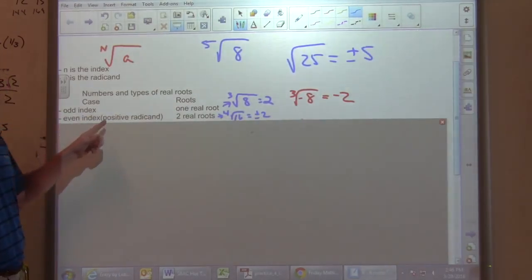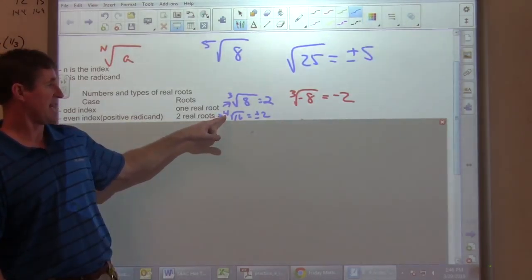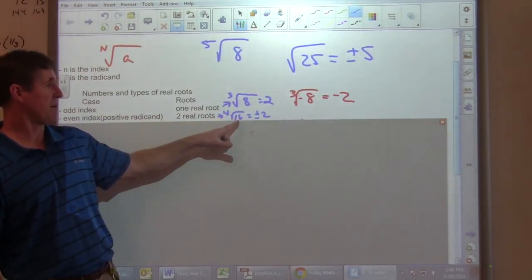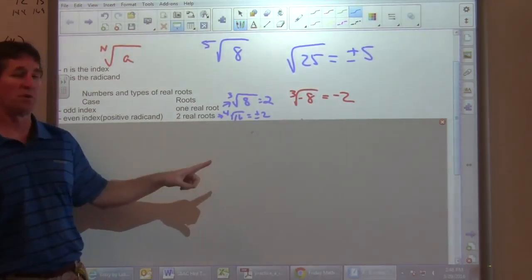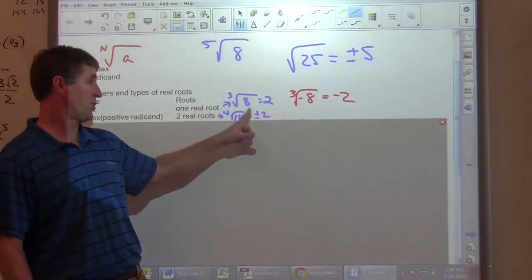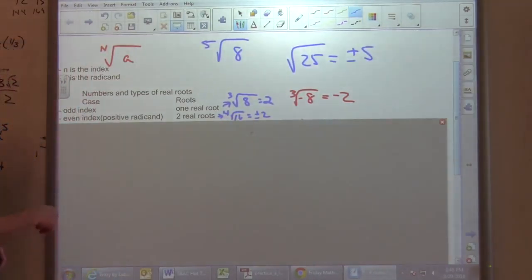So when you have an odd index, you have one real root. Next, an even index and a positive radicand. Where we have an even index, in this case 4, and the number inside is positive, the radicand 16, now we go back to where we have two real roots, because 2 to the 4th power is 16 and negative 2 to the 4th power is 16. So both cases work.